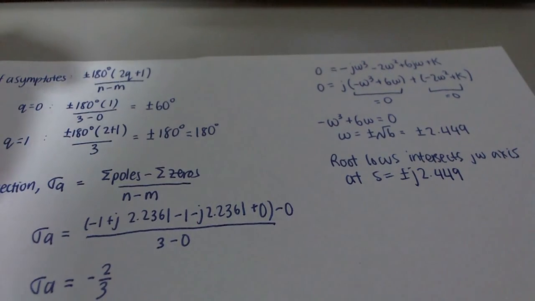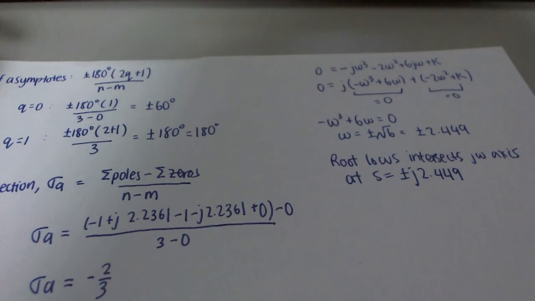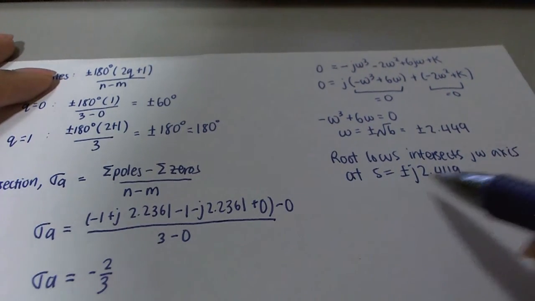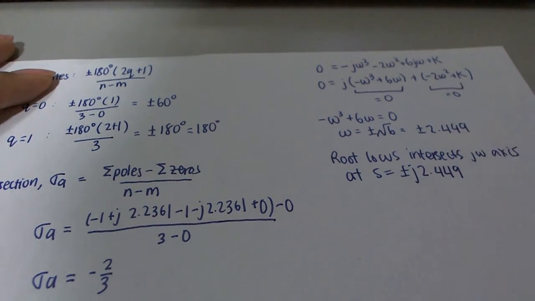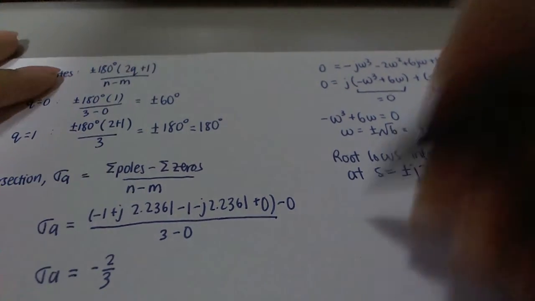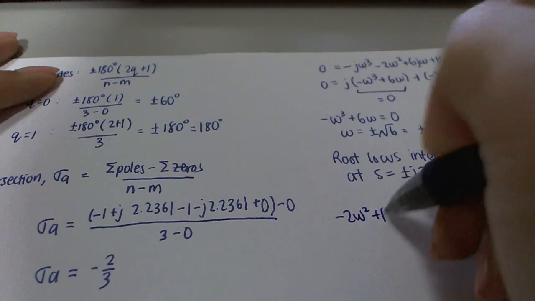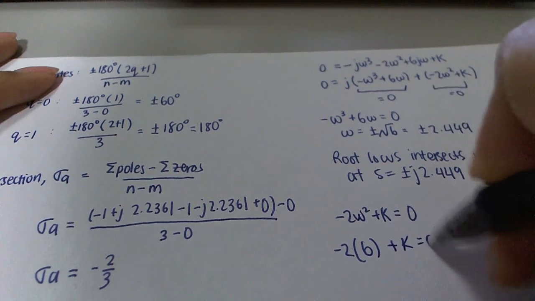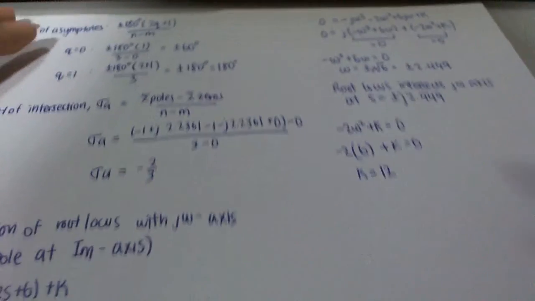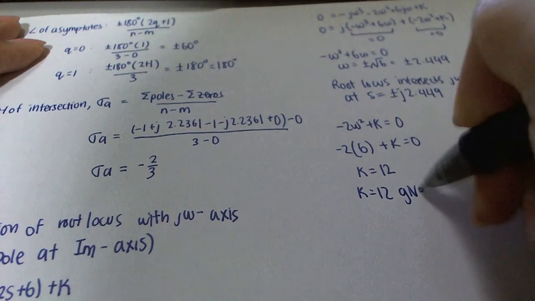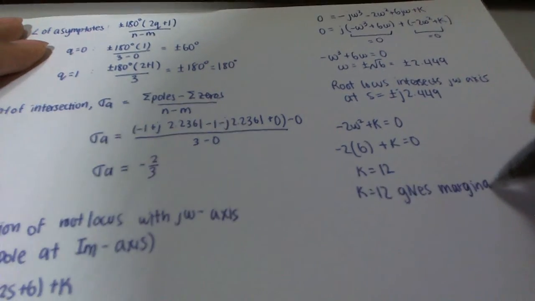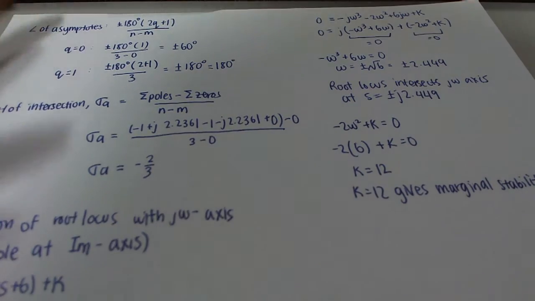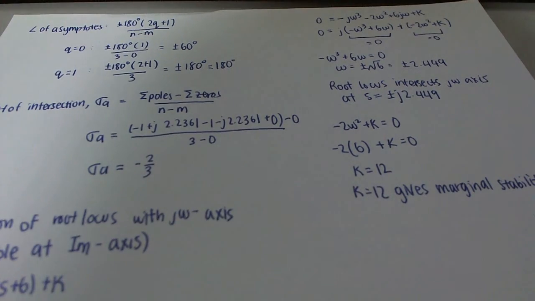And another important thing to note is we want to know the value of K at this marginal point. What we can do is sub in the omega that we get into the second term and equate that to 0. And what we have is minus 2 omega squared plus K equals 0. And omega squared is of course 6, so K equals 12. So K equals 12 gives marginal stability. Right, so now we have everything we need in order to plot the root locus manually.